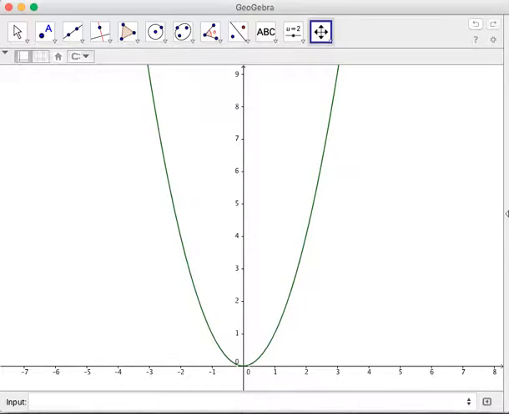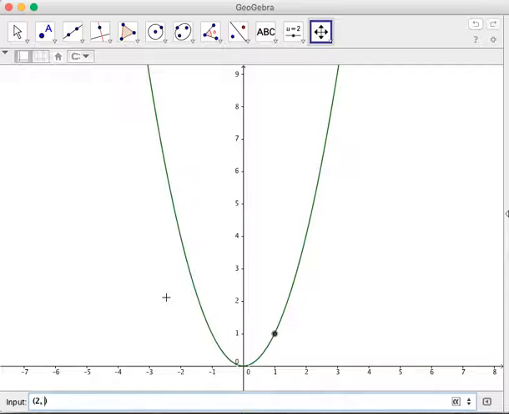Anong nangyari graphically? For example, kumuha tayo ng specific point. For example, 1, f of 1. Ano ibig sabihin ng 1, f of 1? Ang 1 ay yun yung x value natin, di ba? Yung x coordinate natin. Ang f of 1 is applying the function. Di ba ang f of x natin ay x squared? So, 1 squared is 1, meaning 1, 1 yan. So, that's the point.